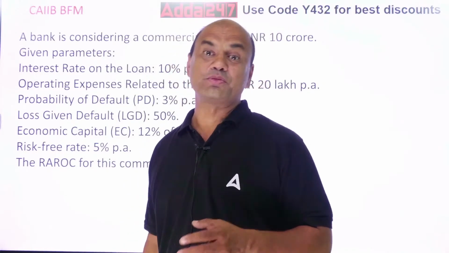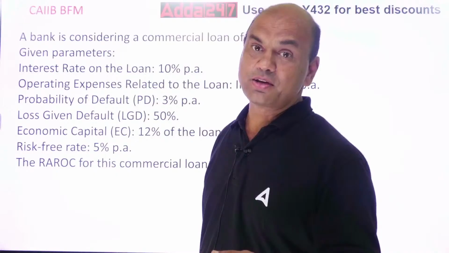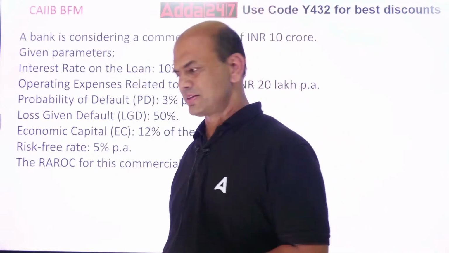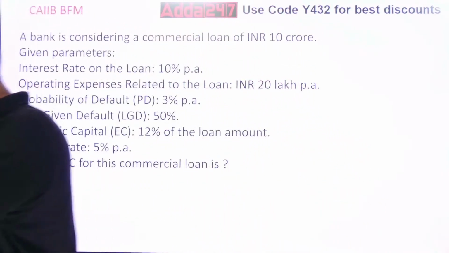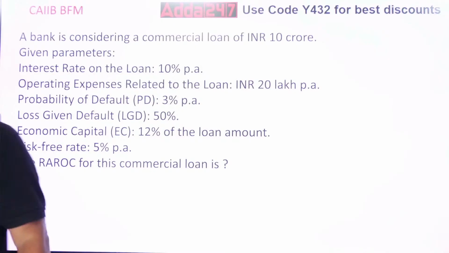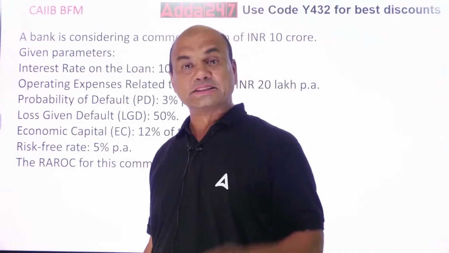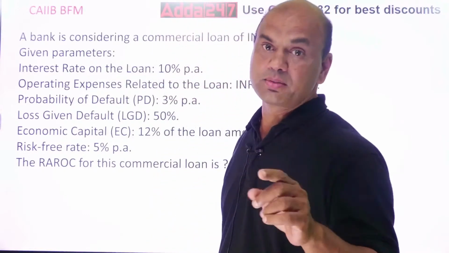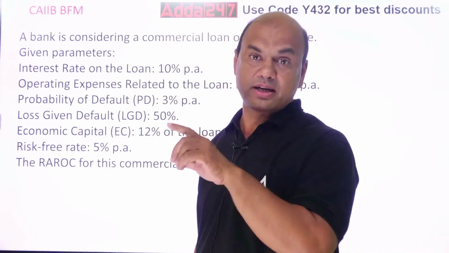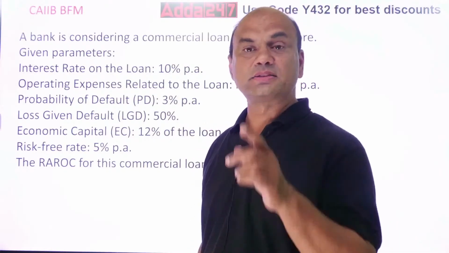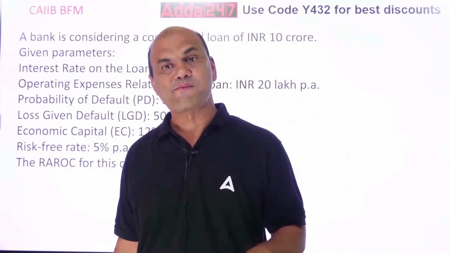Probability of default means what are the chances of this loan getting default? How will you know this? How does the bank calculate the probability of default? It takes the data, back testing. It takes the data of the past 10 years.